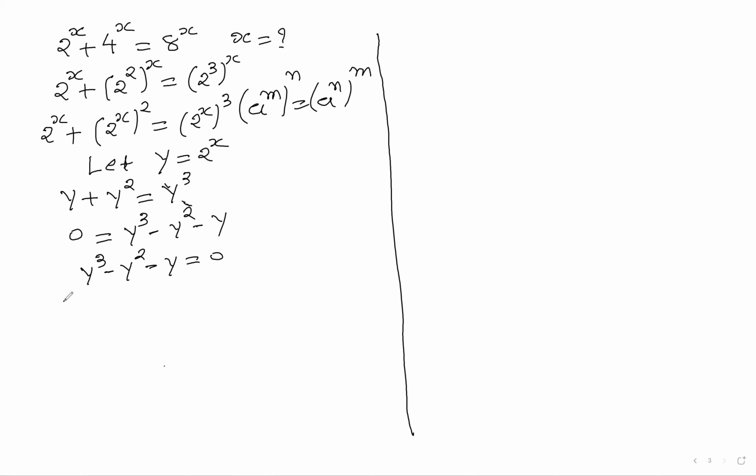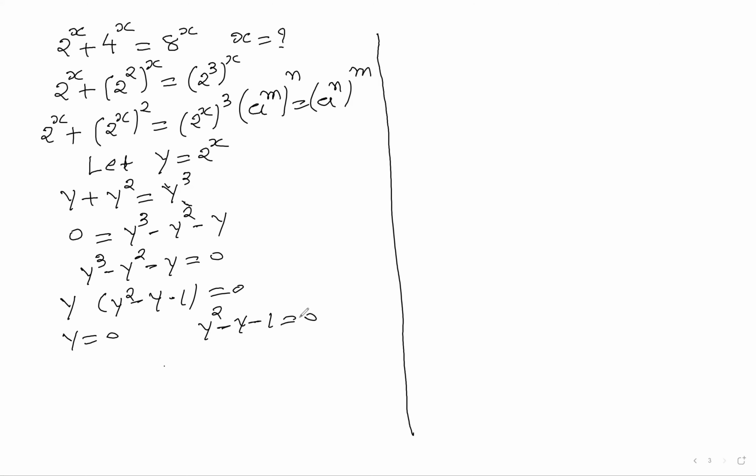Now I'll take y common. So if I take y common, I'll be left over with y square minus y minus 1, that is equal to 0. So now I can equate them equal to 0 separately. So y equal to 0 or y square minus y minus 1 equal to 0.